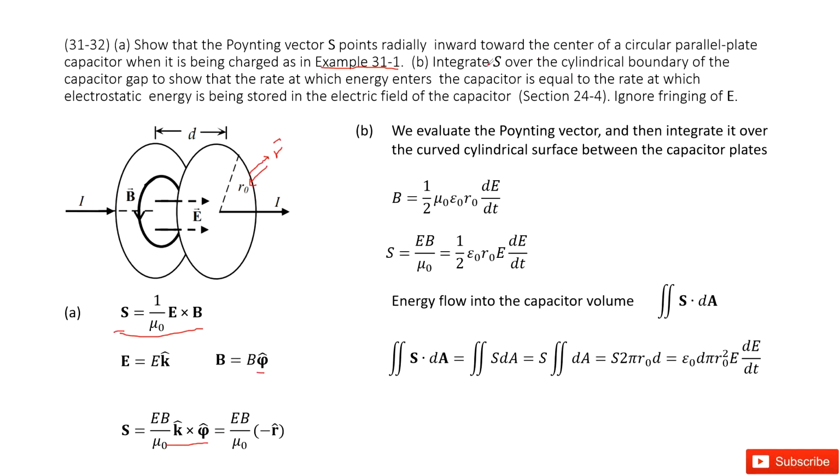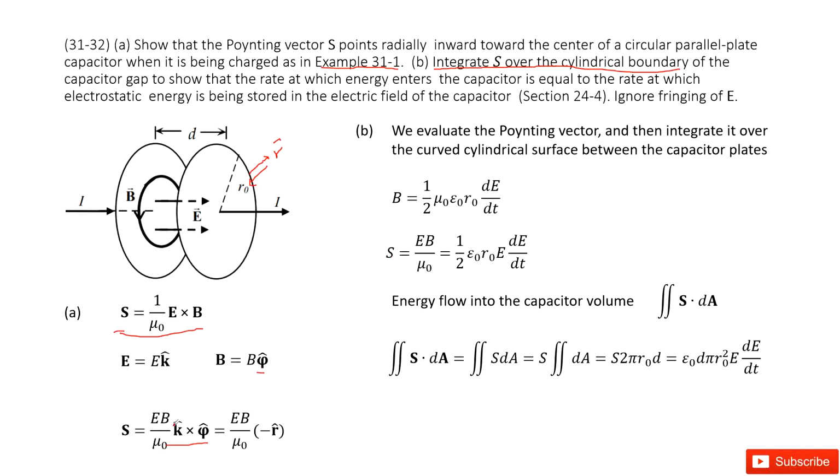Part two: integrate S over the cylindrical boundary over the capacitor gap to show that the rate at which energy enters the capacitor is equal to the rate at which electrostatic energy is being stored in the electric field of the capacitor. Wow, it's so long, but we can work it out. It just tells you what to do. First, we integrate S over the cylindrical boundary.